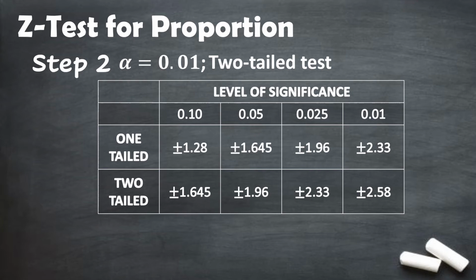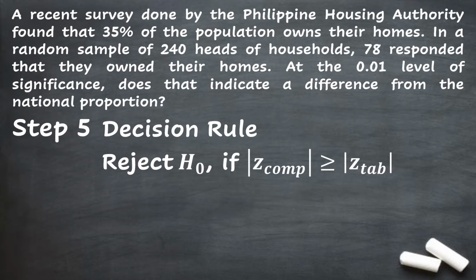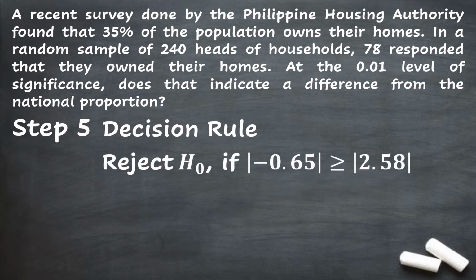Meaning to say, we have to draw an imaginary vertical line passing through 0.01 and an imaginary horizontal line passing through two tailed tests. And the intersection of the horizontal and the vertical line is the value for our z tabular. Substituting the values for z computed and z tabular, we'll have the decision rule as reject the null hypothesis if the absolute value of negative 0.65 is greater than or equal to the absolute value of 2.58.